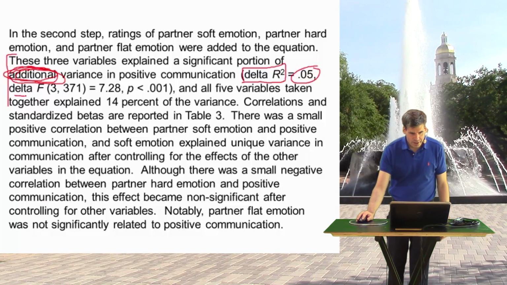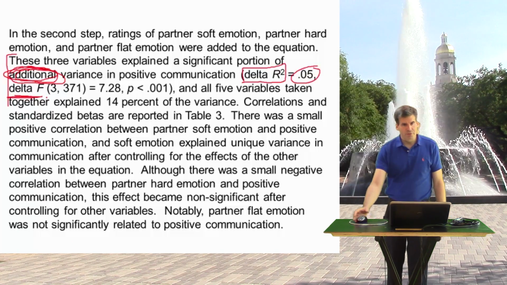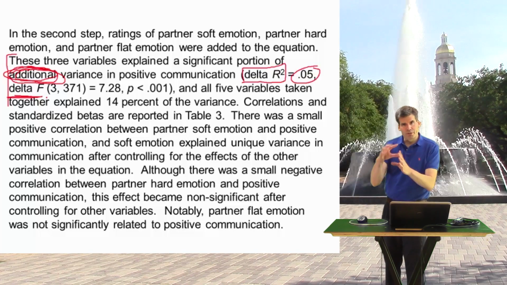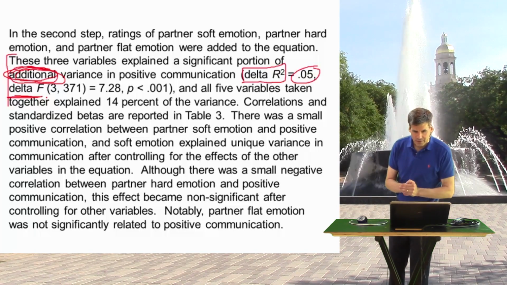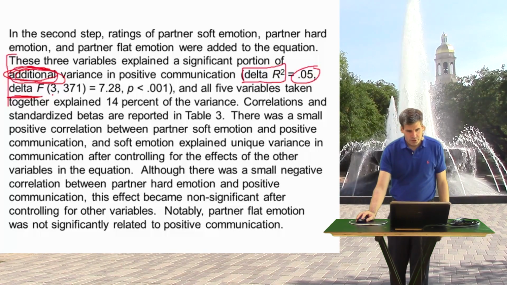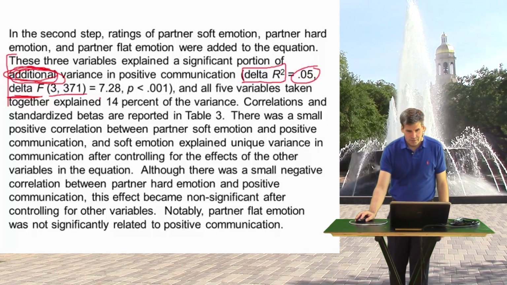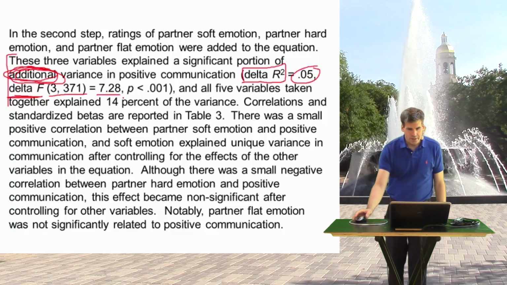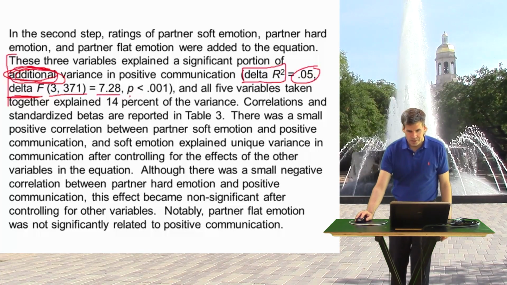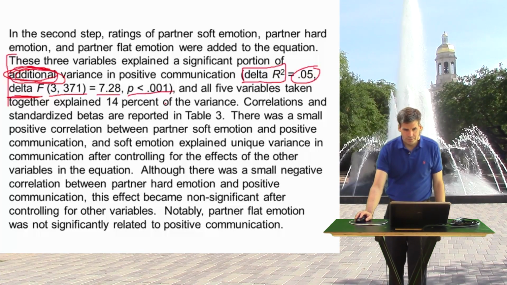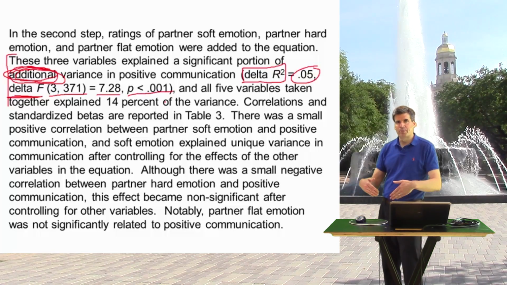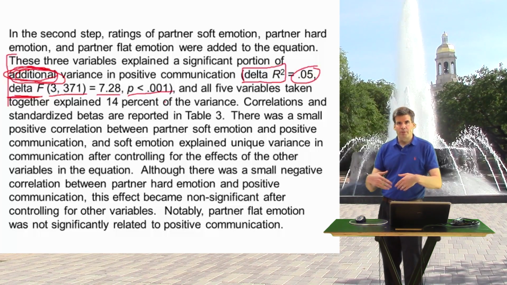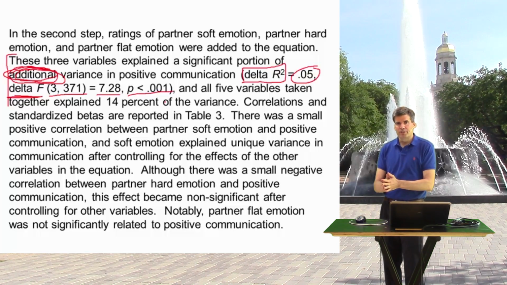Our delta F, and again, clarify delta F. Don't just say F, say delta F, or use a triangle symbol, or say F change. Delta F, with degrees of freedom in parentheses, is 7.28. And our p-value is p is less than 0.001. So that is summarizing the results for that delta R-squared, the additional variance explained.